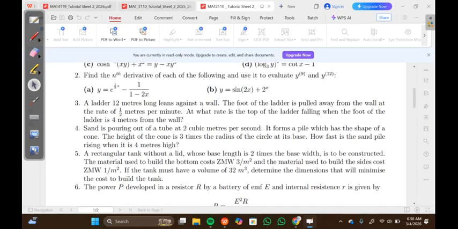So in this video, I'm going to take you through how you can work out question 2 of this worksheet, which says find the nth derivative of each of the following and use it to find the ninth derivative as well as the 12th derivative. So in this video, I'm just going to use question 2a.